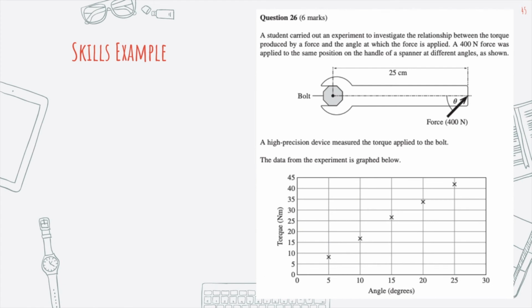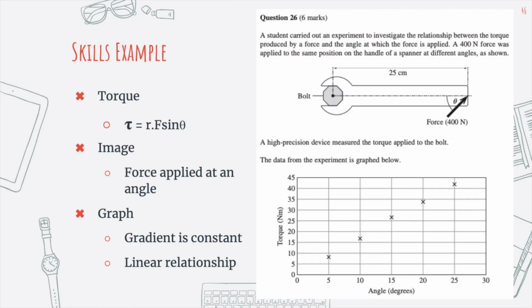So, question 26 is looking at an experiment, and it's also provided us a sample graph of their results, a student's results. Now, if we have a look at the first question here, we can already draw a lot of information before we even get to the first question.